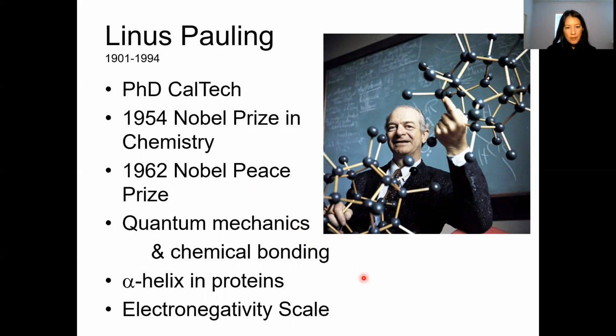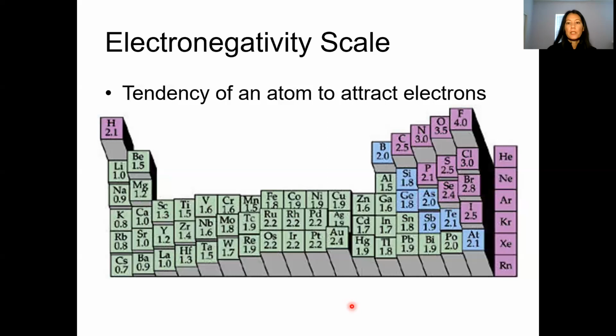So he ends up developing the electronegativity scale, which is really critical for understanding polarity of molecules, but also really tells us a lot about whether or not molecules are going to react or how they'll react. If you end up in organic chemistry, this is huge for predicting chemical reactivity.